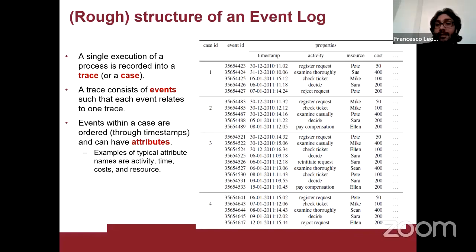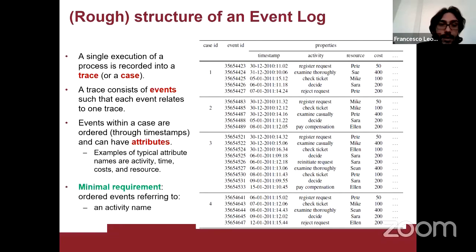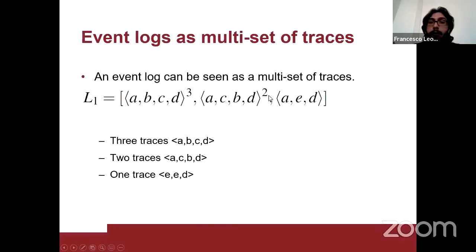And each event in each trace has a set of attributes that can be used in order to analyze the process. At minimum, what we have for each event is an activity name and a case ID, but usually also a timestamp is available. From the point of view of research, then an event log is represented as a multi-set of traces. Why a multi-set? Because each of the different traces can appear multiple times in our event log. For example, the trace ABCD is here reproduced 3 times, ACBD is reproduced 2 times, and AED is reproduced once in the log.